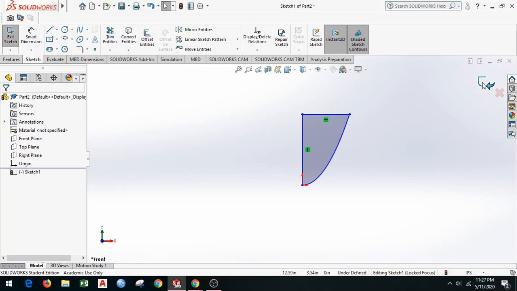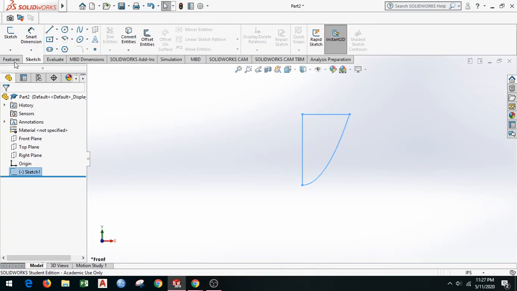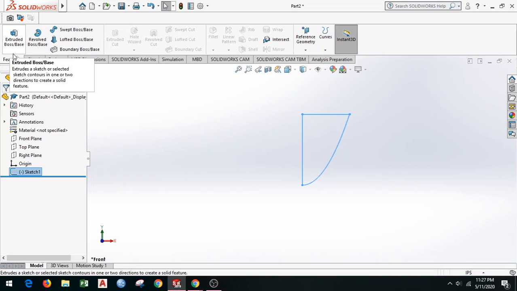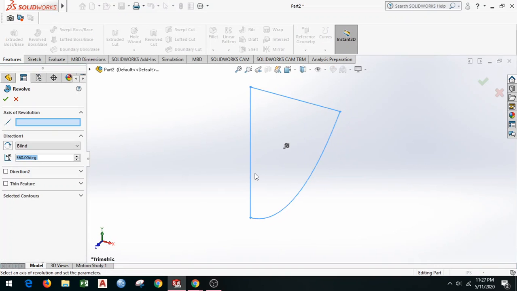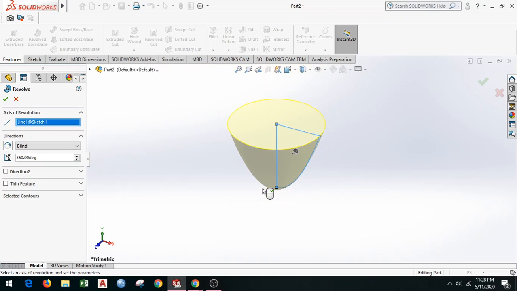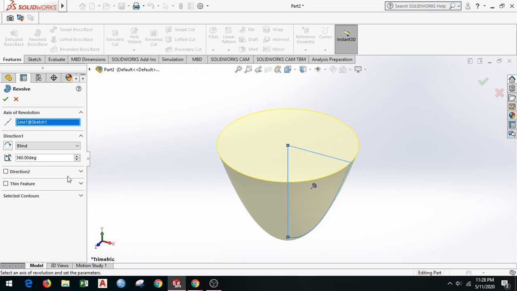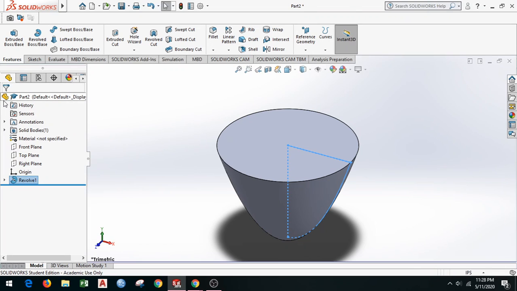You can exit the sketch, and now you can use the revolve command, revolved boss/base. Here you have to select the axis of revolution. So I'm going to select this vertical line as my axis of revolution, and you can already see the full 360-degree revolution. So all looks good. I'm gonna click OK, and that's how easy it is to create an equation driven curve.